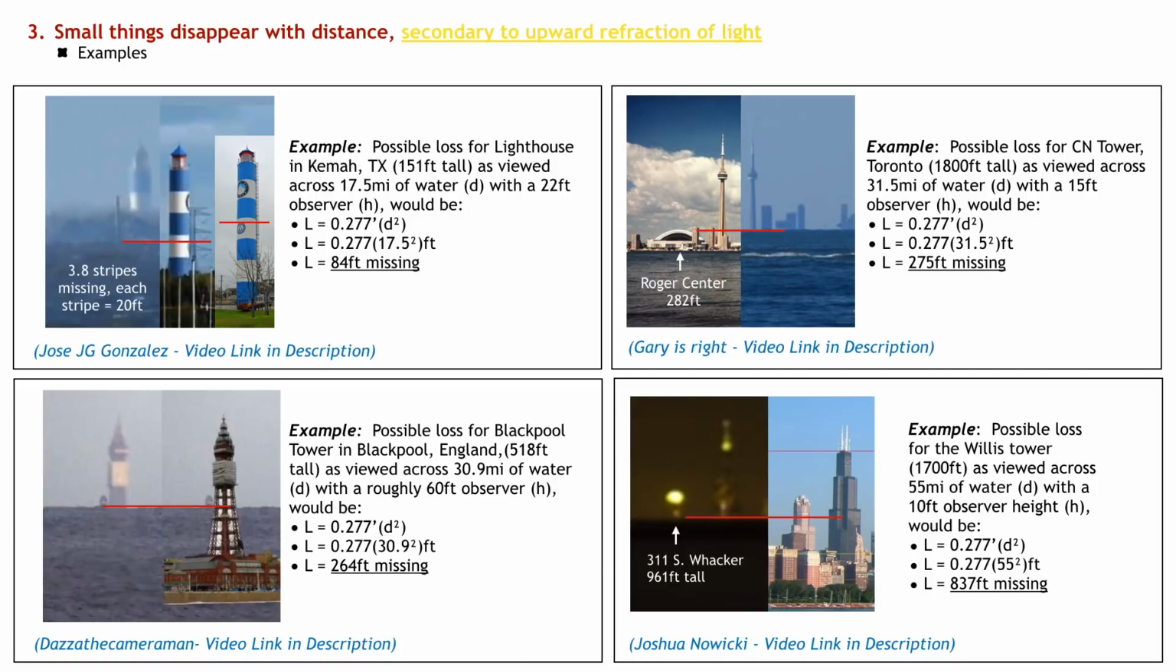And that's from Dazzathecameraman. Another one from Joshua Nowicki, possible loss for the Willis Tower, 1,700 feet as viewed across 55 miles of water with a 10 foot observer height. In this case, we're going to get a loss of 837 feet, which is roughly where that red line corresponds to along the photograph, knowing that the 311 South Wacker skyrise is 961 feet tall.